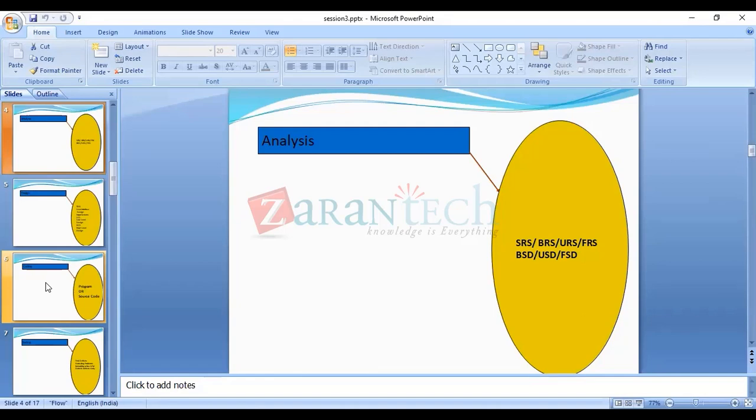BSD stands for business specification document. USD stands for user specification document. FSD stands for functional specification document.